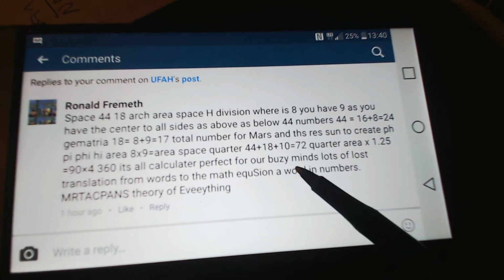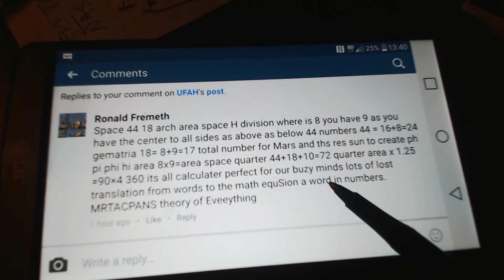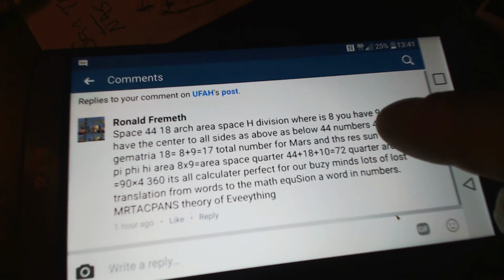Okay. Calculator for our busy minds. Lots of translations, lost from words, math equation, a word and number. Mr. Tachman's theory of everything with plenty of mistakes.